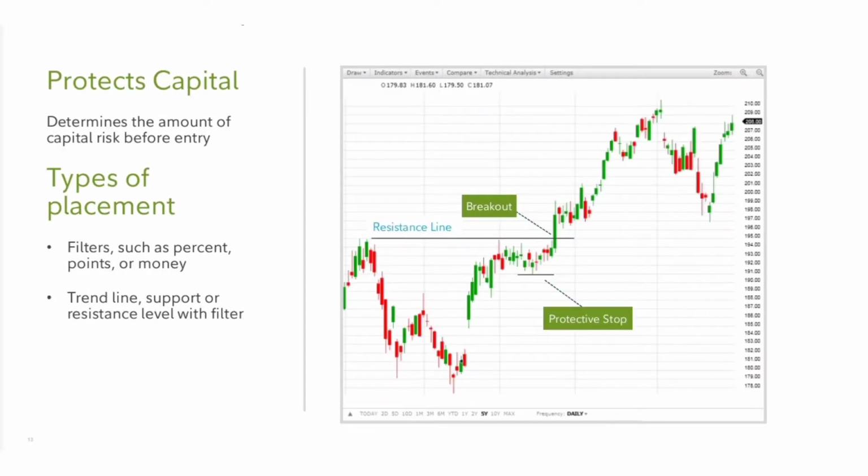Next one, protective stops. They protect capital and determine the amount of capital at risk before entry. Types of placement: filters, such as percent, points, or money, and trend line, support or resistance level with filter. See the example of a protective stop.